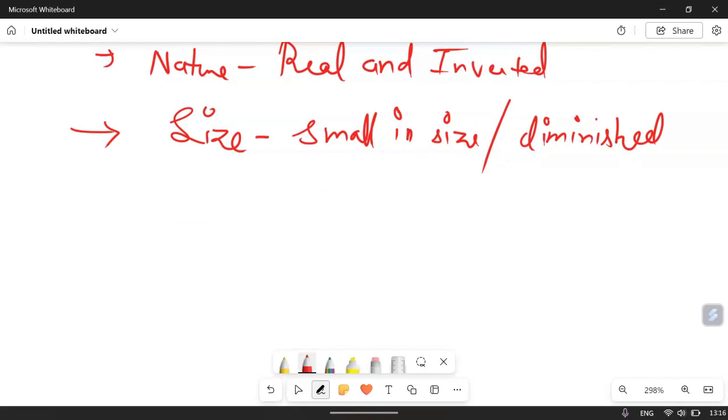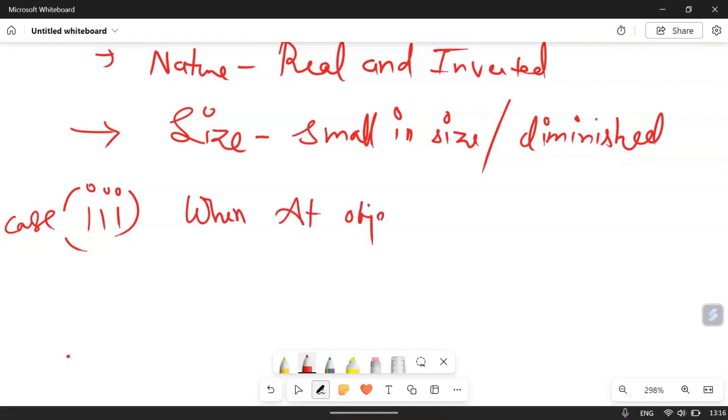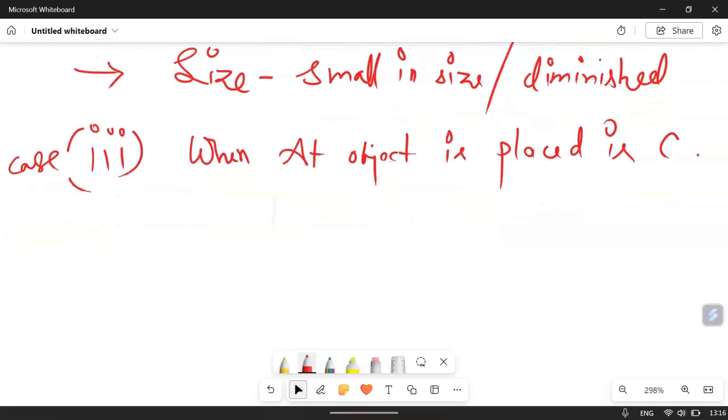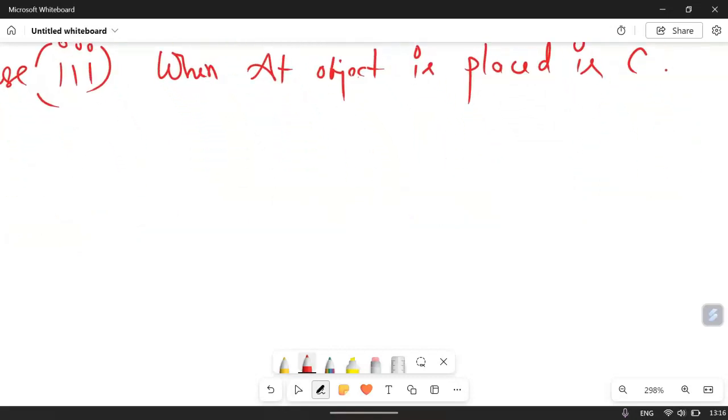Now we will go ahead with the third one. Case three is when an object is placed at C. C is the center of curvature. You can find it in our last video. We have already discussed what is C, what is F, what is focal length, everything. So you can go through it. Draw the concave mirror like that.